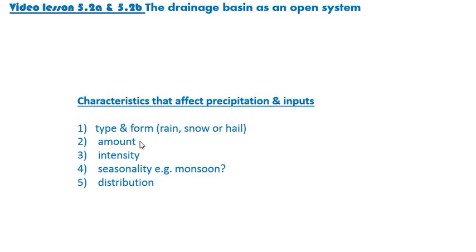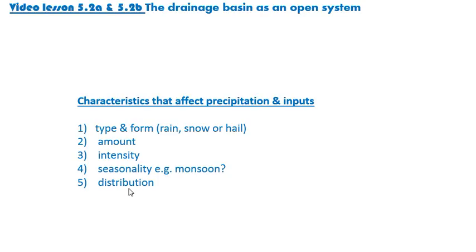The amount of precipitation, so how much a drainage basin receives, at a more local level. How intense is that precipitation? Is it a short burst and thunderstorm, or is it more steady and drizzle? So the intensity can affect how a drainage basin responds. The fourth one is seasonality. So some parts of South Asia, for instance, India, Bangladesh, that receive monsoon rains, most of their rainfall will come in 4 months of the year.